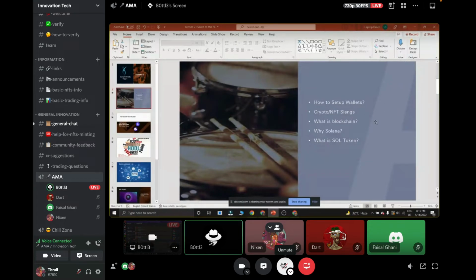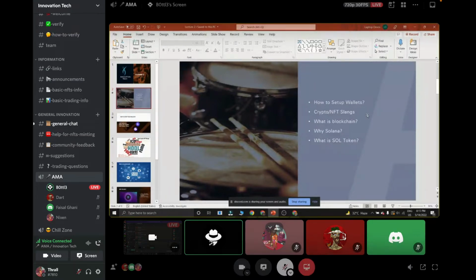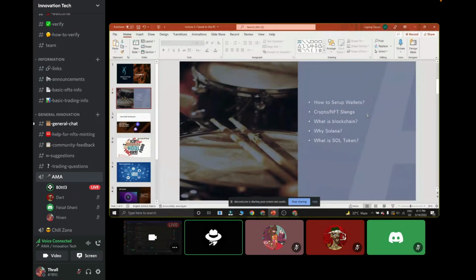As I said, yesterday we learned how we can add the wallet extensions. Today we will learn how we can set up our wallets and how to add Sol token in our wallets. After that, we will talk about some basic crypto or NFT slang, which is really important for you because it is used very normally in the NFT community.